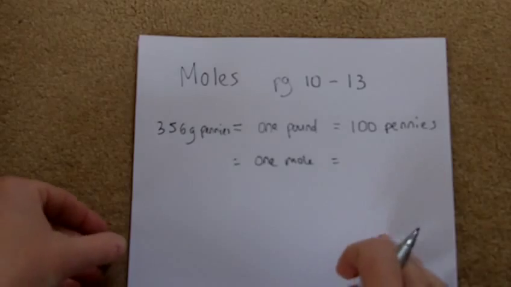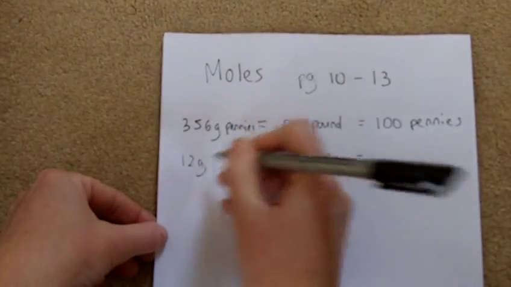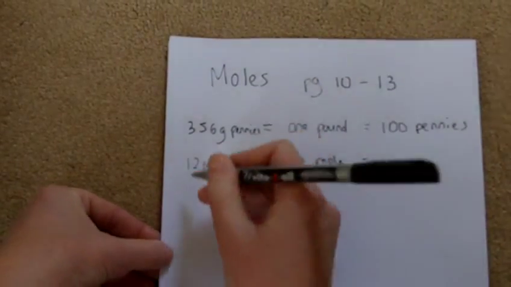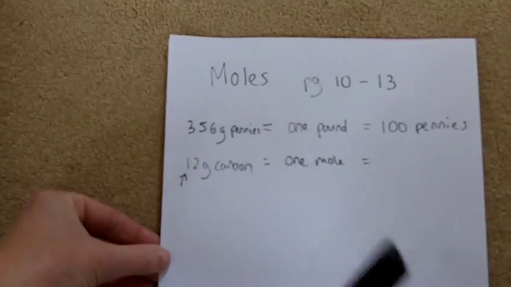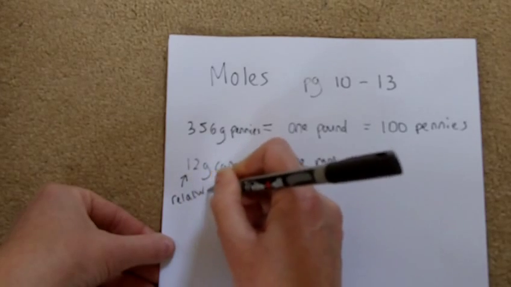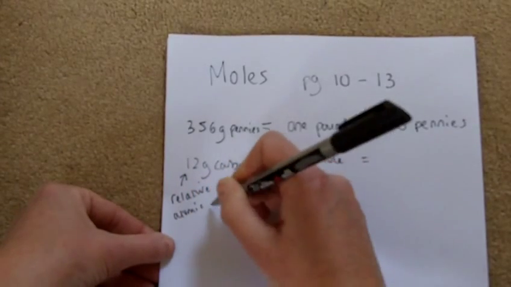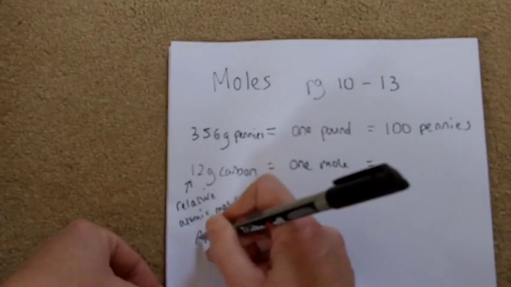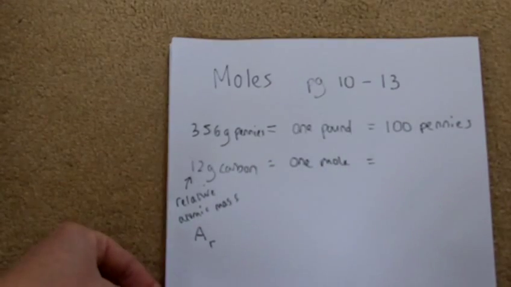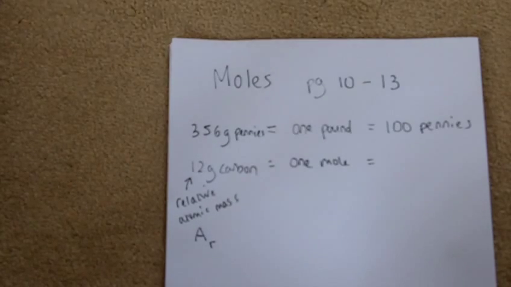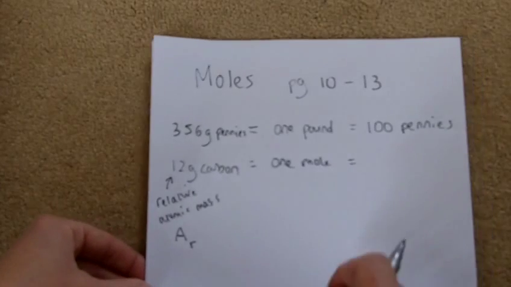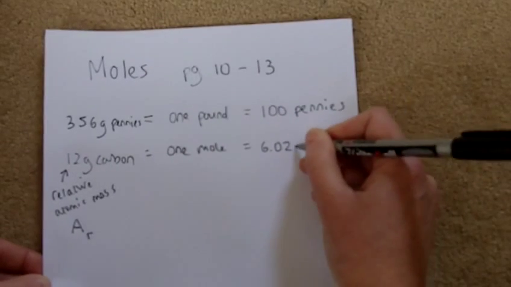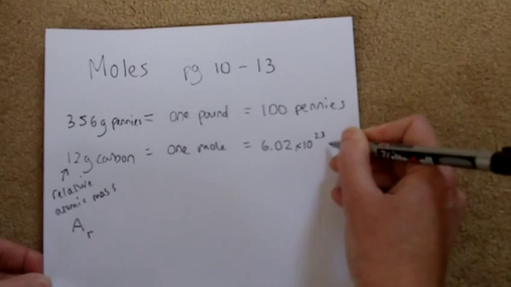One mole is the same as 12 grams of carbon. That is the relative atomic mass of carbon, and you can get that off the periodic table. The symbol we use for relative atomic mass is a capital A and a small r. That's the relative atomic mass of carbon, in grams, is 1 mole. And that is equivalent, that's the same as 6.02 times 10 to the 23 atoms.